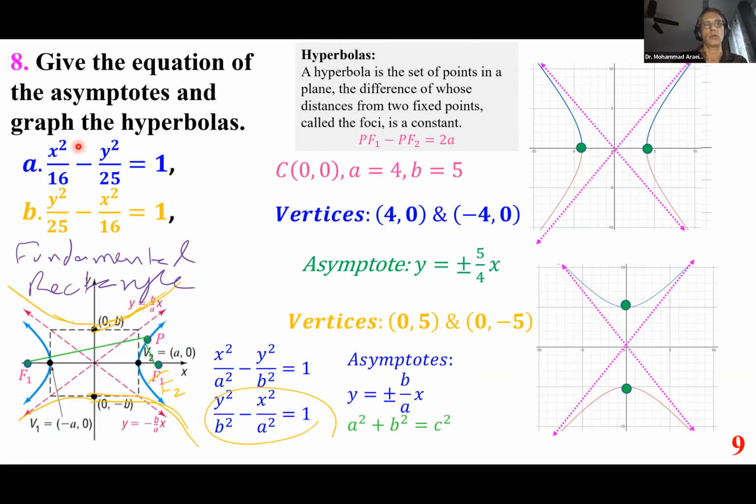The reason I put the two questions next to each other is because I want you to see that they use the same center, the same a, the same b, the same asymptotes. Both of them have the same asymptotes.